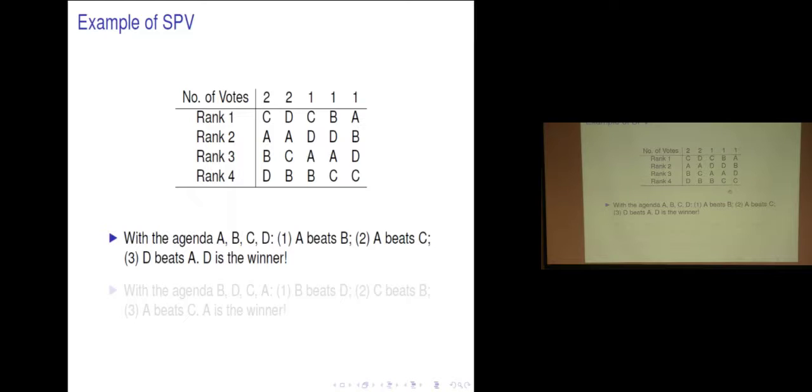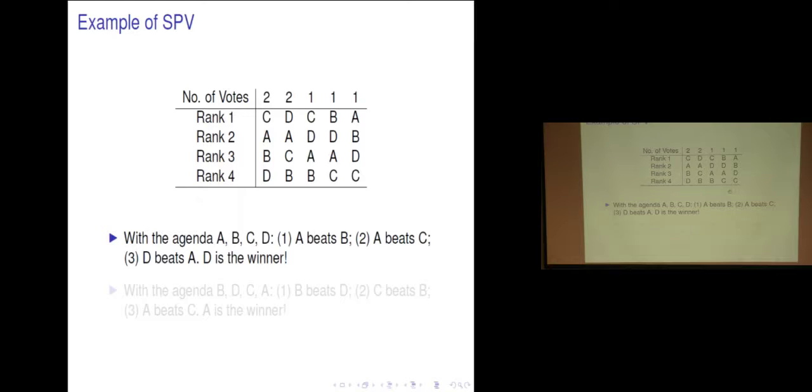Then the winner will play against C. So A and C, who is going to win? You have 3 votes for C above A, but A above C is 2 plus 1 plus 1, so there are 4 votes. So A wins against C. A beats C.